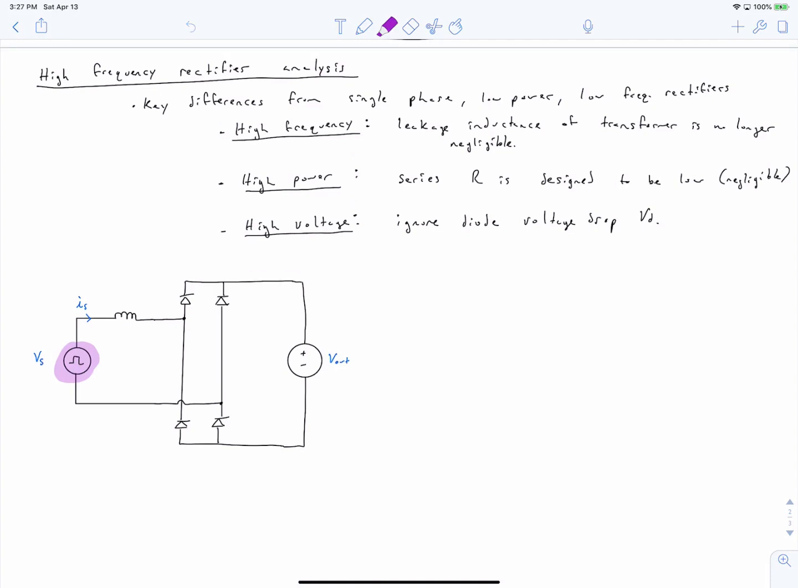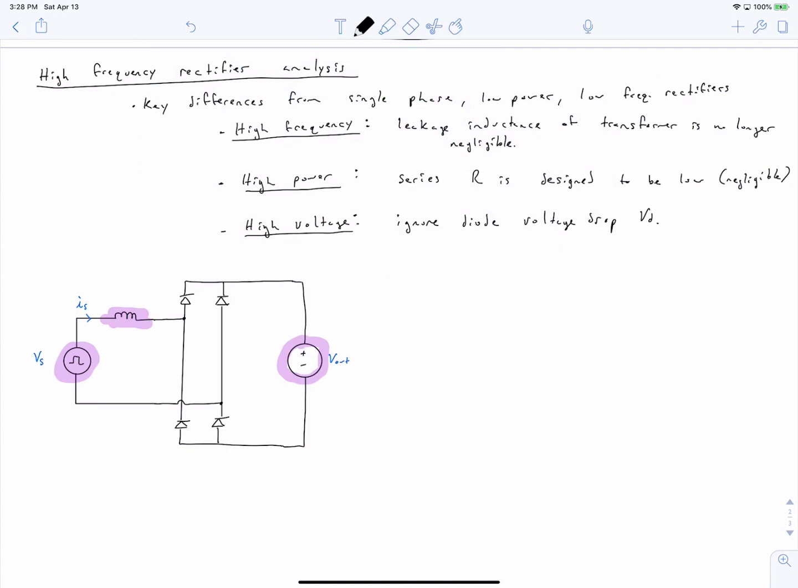Next, in place of drawing a resistor, we've labeled our leakage inductance of our transformer. We've indicated that our output voltage source is now a voltage source, so we're modeling our capacitor as a voltage source. So again, this is all reminiscent of what we did at the beginning of the semester.